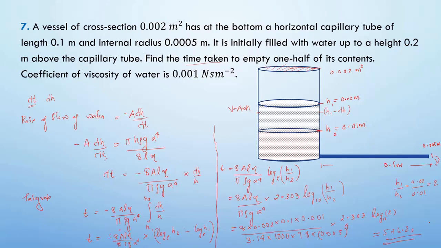So the rate of flow of water in this case, at a time dt, if dh is the height of the water which has flown out, then the amount of water which has flown out is A into dh. Therefore, the rate of change is A into dh by dt, with a negative sign because the rate of flow always decreases with time. We can equate it to Poiseuille's equation, integrate and find an equation for t. We substitute the values and get the answer as 576.2 seconds.